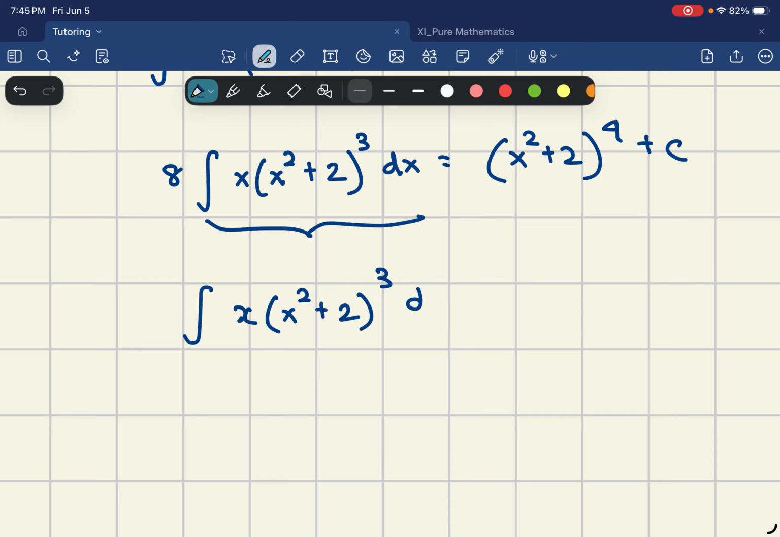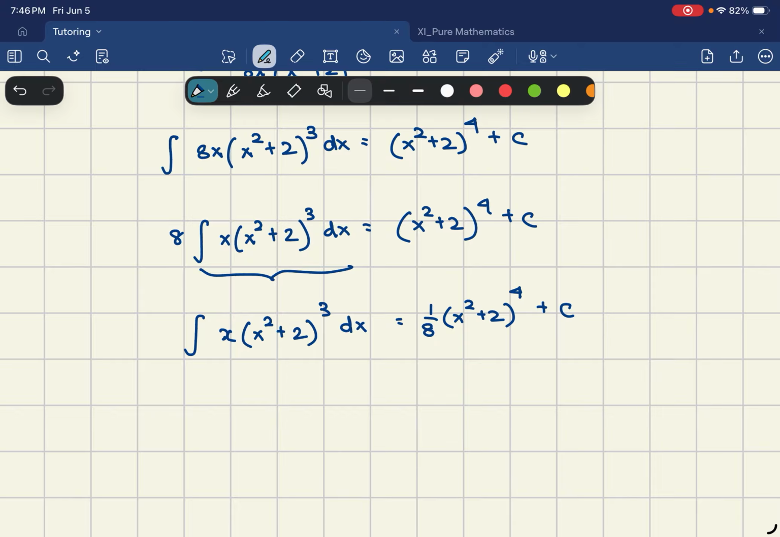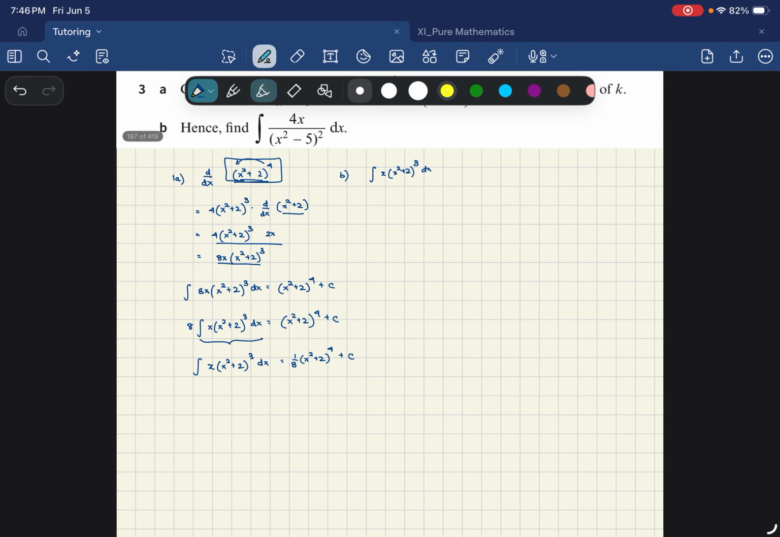It's very, very straightforward. It's going to be 1 over 8 if you divide by 8 on both sides. (x squared plus 2) to the power 4 plus c. C divided by 8 is going to be another constant. Let's just call it c. You can give it another name, call it c1, but it's fine. It's just a constant. So your answer is 1 over 8 (x squared plus 2) to the power 4 plus c. And that is it. That is how Cambridge is expecting you to use it.